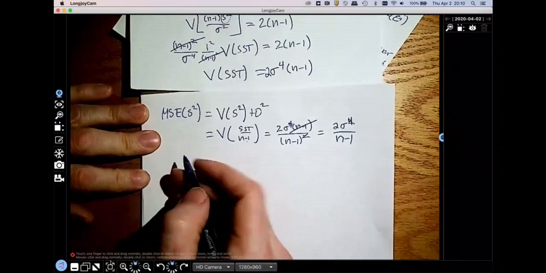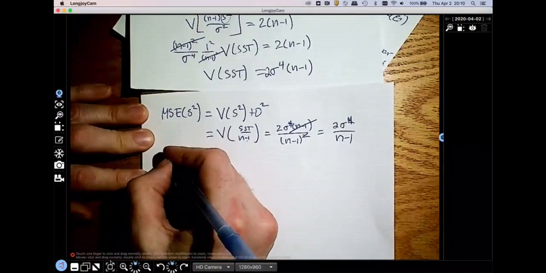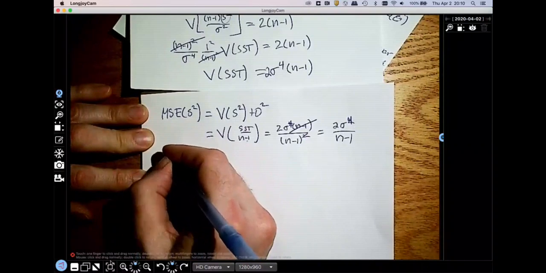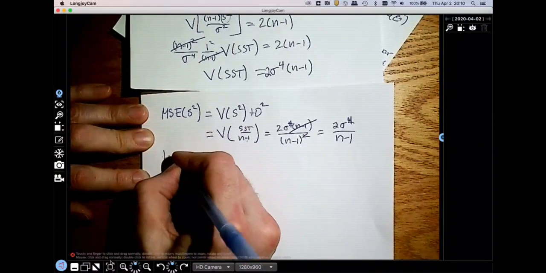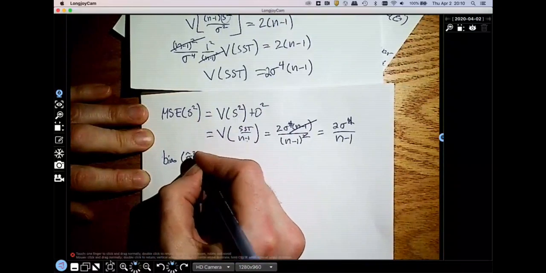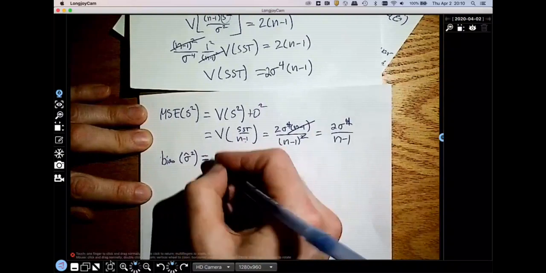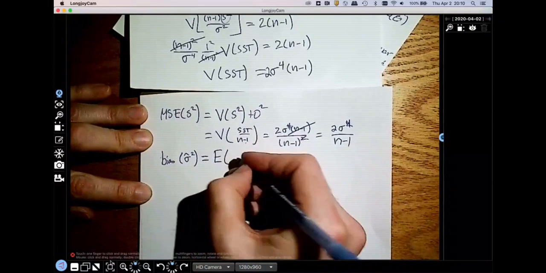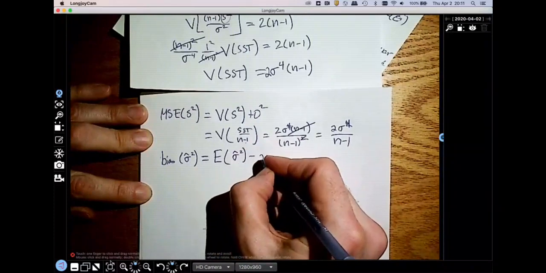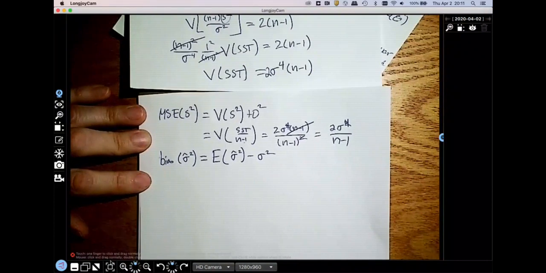Well, now we need the mean squared error of sigma hat squared. So we first need to find out what the bias is. So the bias of sigma hat squared is going to equal this. It's the expected value of sigma hat squared minus the parameter. So the thing we're estimating here is just sigma squared.